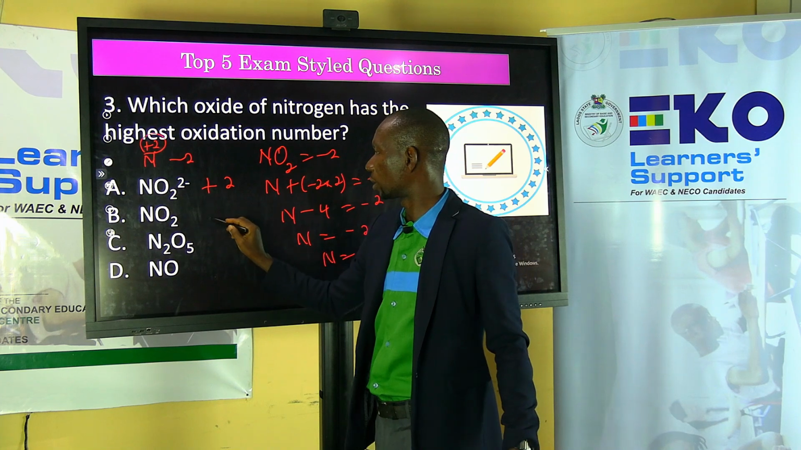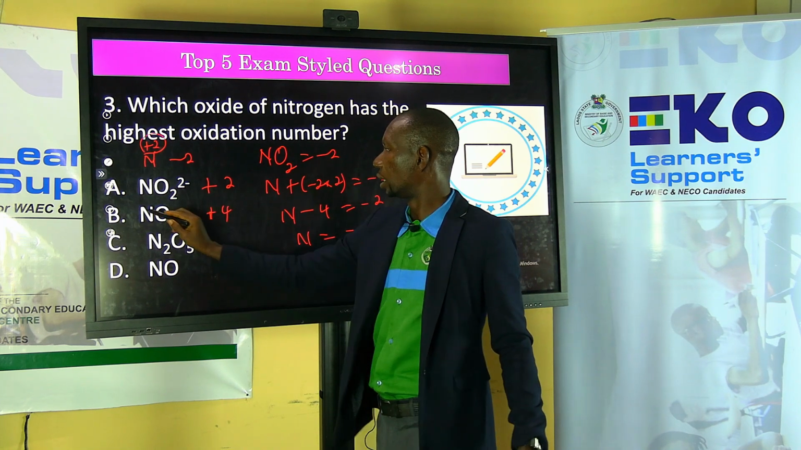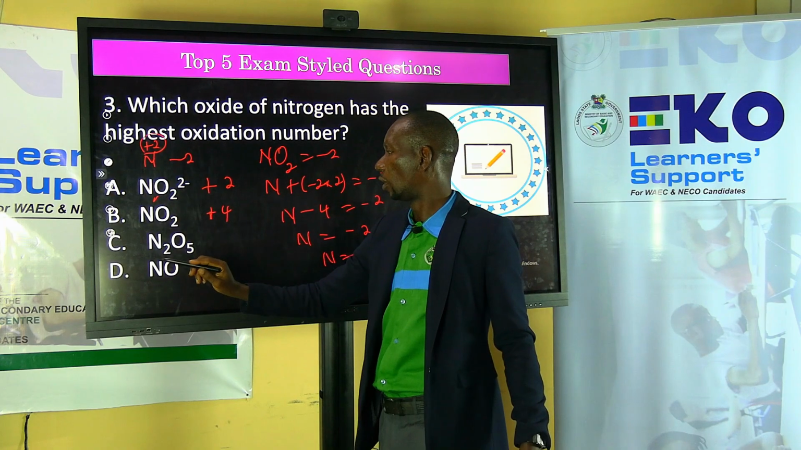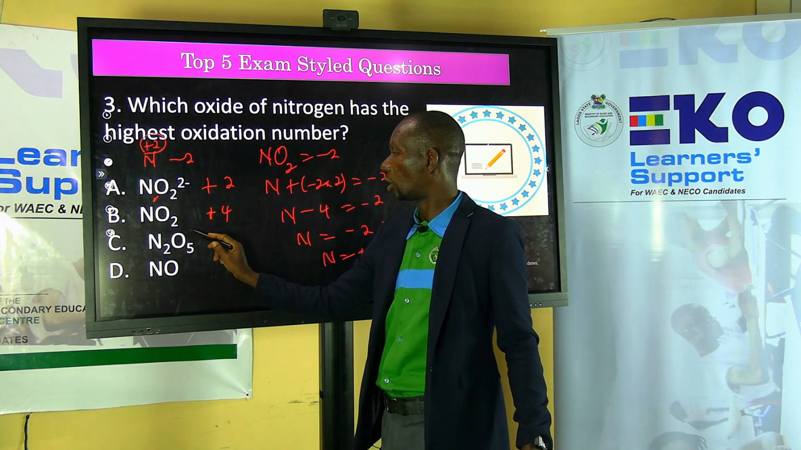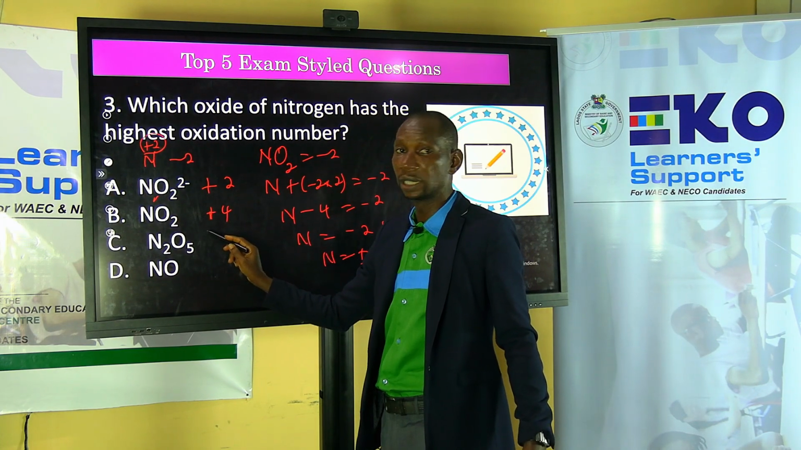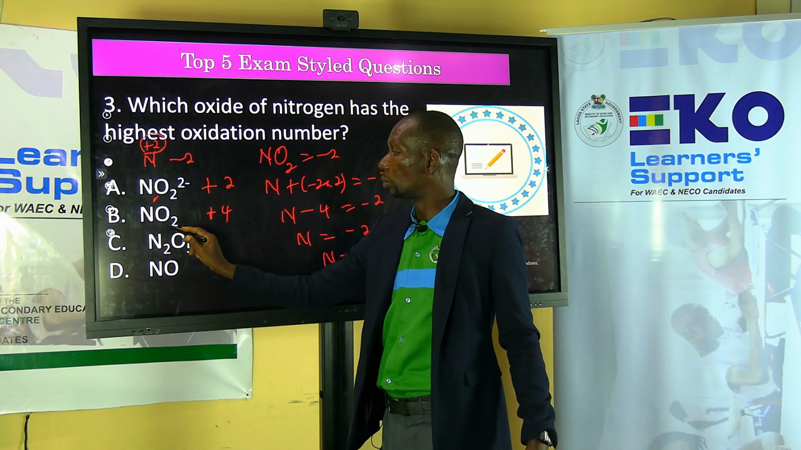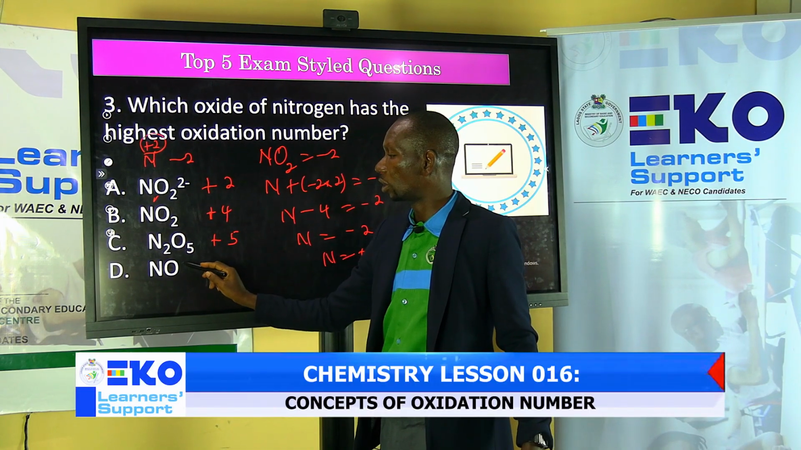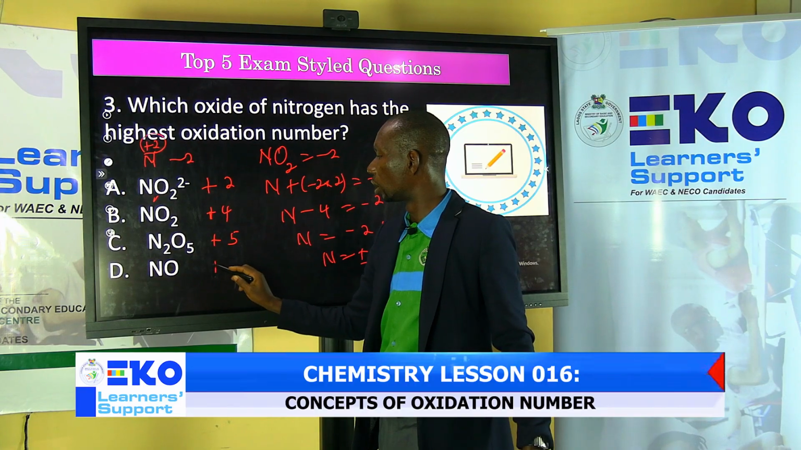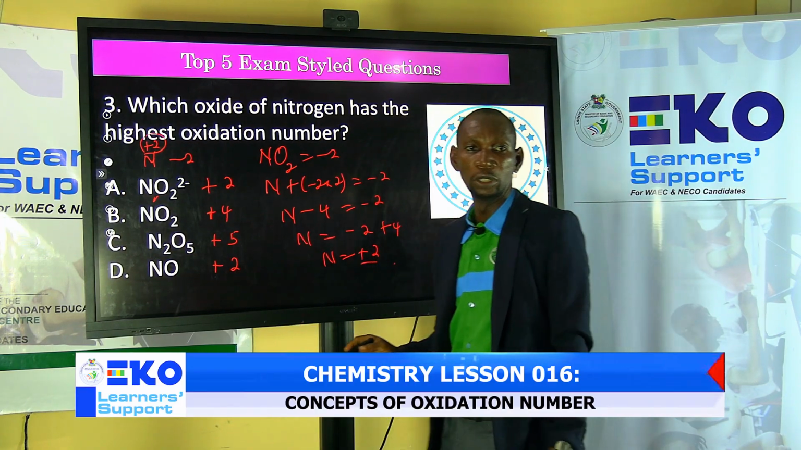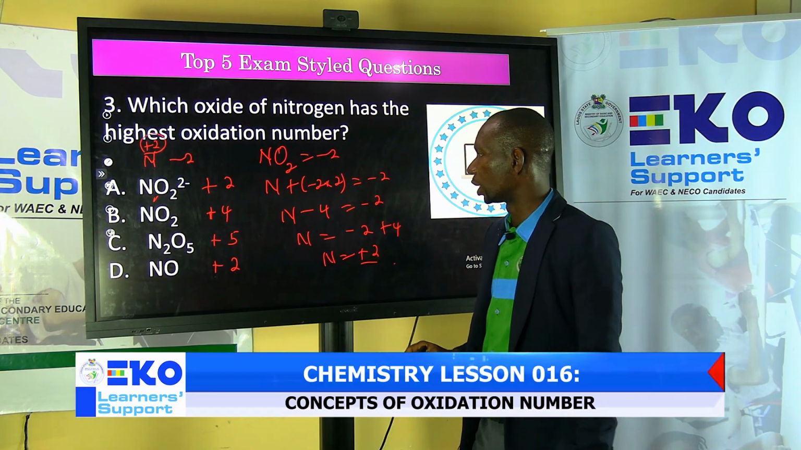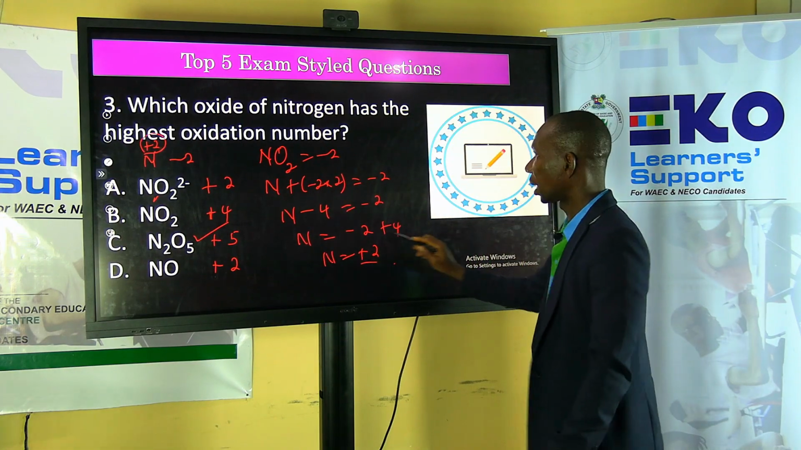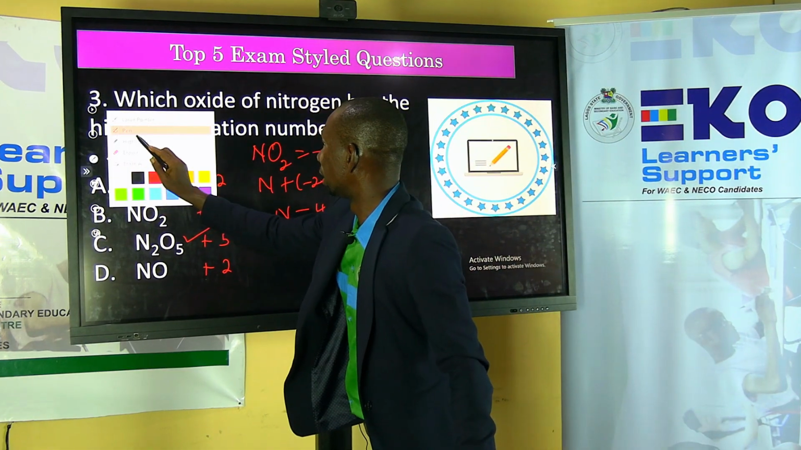Here I know it's plus 4, because if you look at it, this is minus 2 times 2, that's minus 4. Definitely this has to be plus 4. Okay, here, oxygen is minus 2 times 5, that is what? Minus 10. Here it is going to be plus 10 divided by 2, that will be what? Plus 5. Here, oxygen is going to be minus 2 and nitrogen is going to be what? Plus 2. So which one has the highest oxidation state? The correct answer is option C. Fantastic. Well done to you.